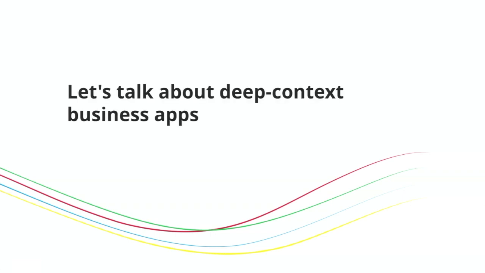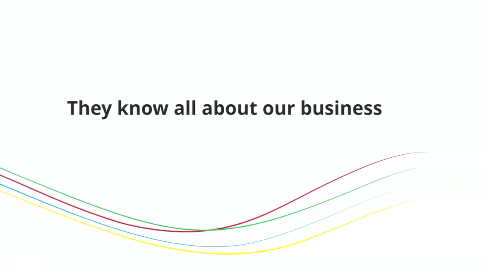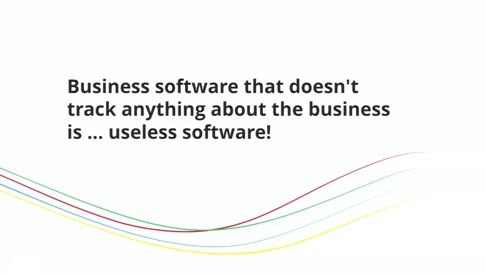Now let's talk about the deep context that I promised. So software now knows all about your business. That's the idea of deep context. If you're running 10 Zoho apps, there's a lot of information about your business that these apps now know. Business software that doesn't track anything about the business is useless software, right? It has to know everything about your business, really, in order to be able to add value.